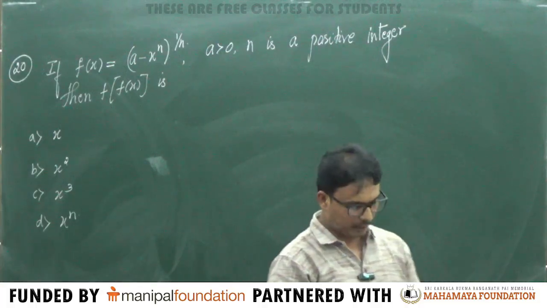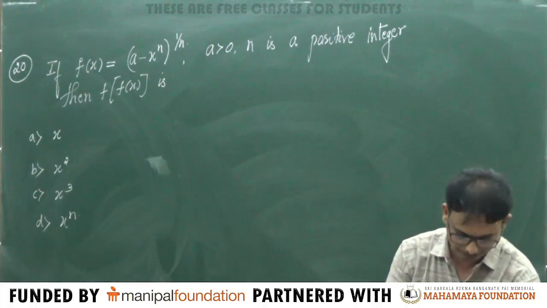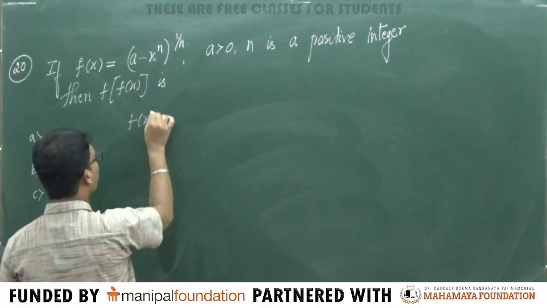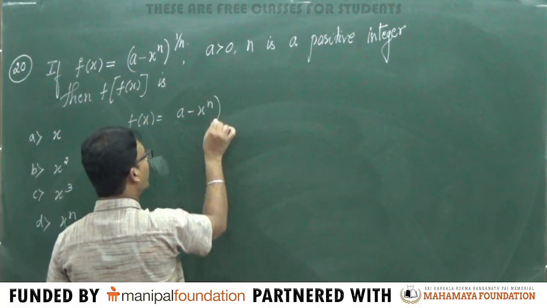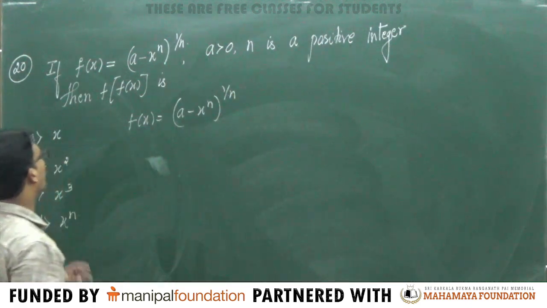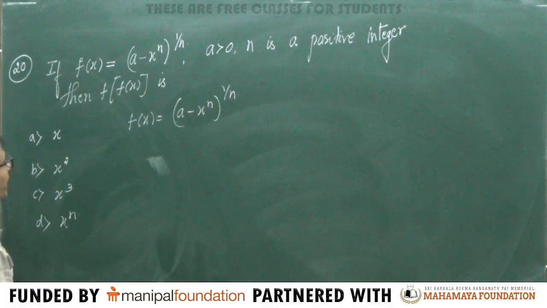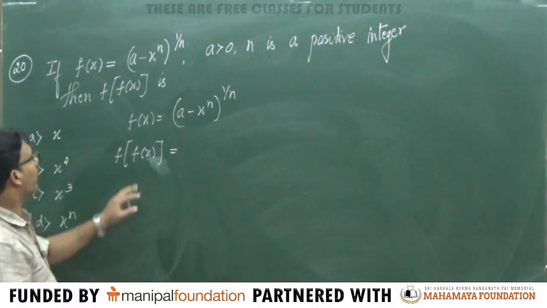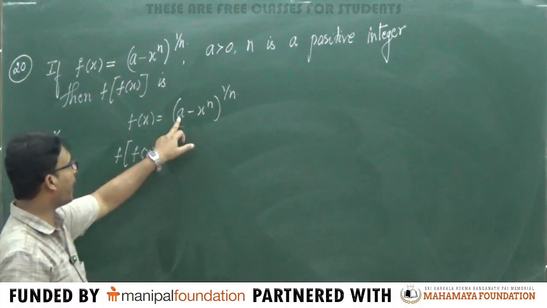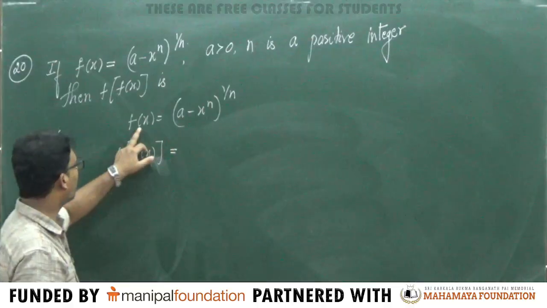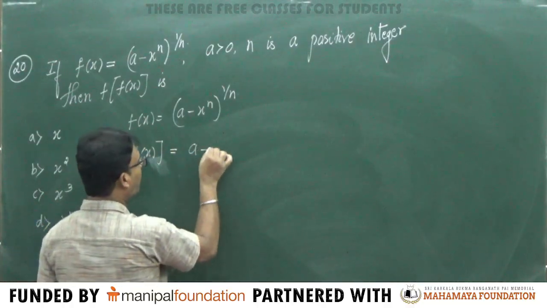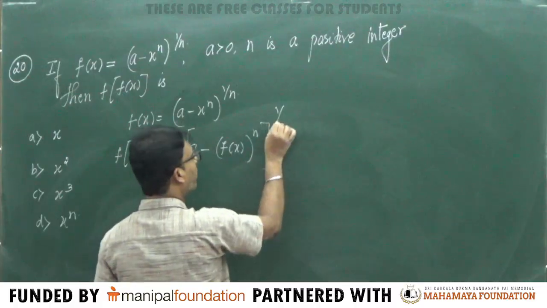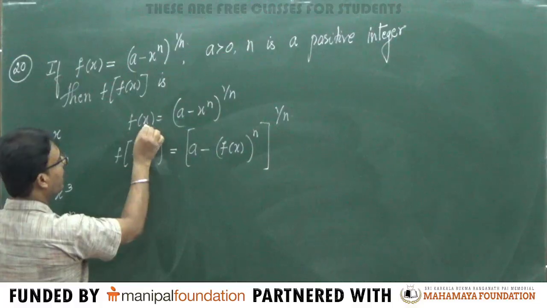So this problem is based on the composition of functions. They have given the function f of x as (a minus x to the power n) whole raised to 1 by n. We have to find the value of f of f of x. We know that f of x is (a minus x to the power n) to the 1 by n. So replace x by f of x: we get (a minus (f of x) to the power n) whole raised to the power of 1 by n.